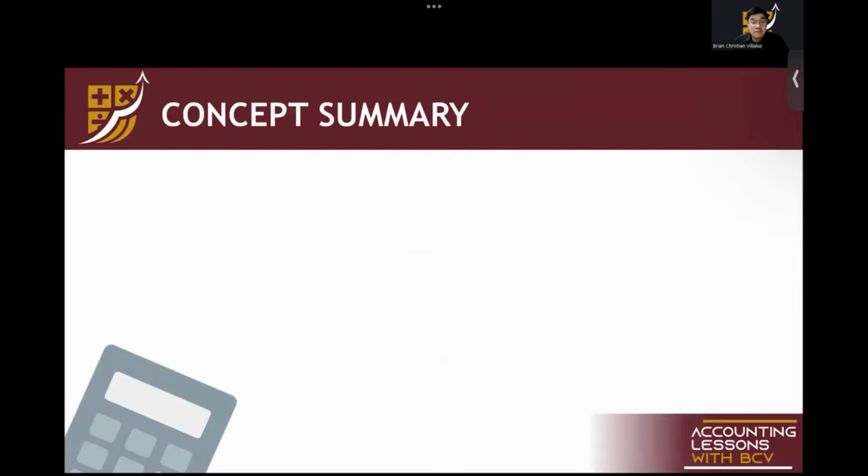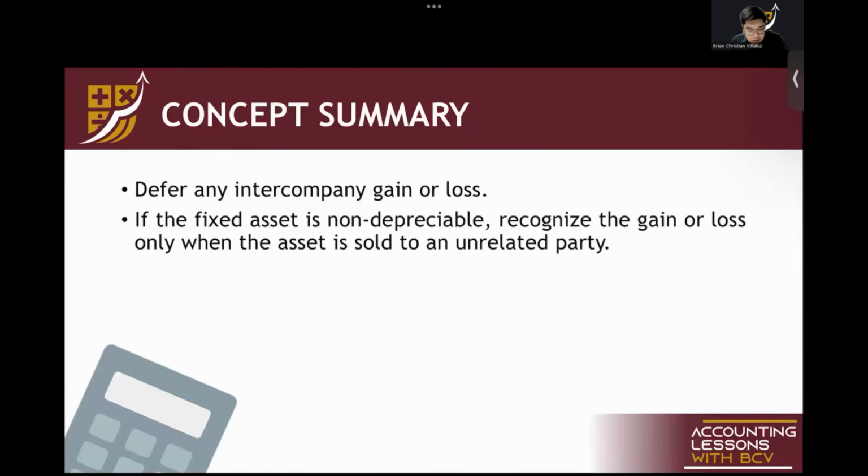So, concept summary for intercompany sales of fixed assets. The first step is always eliminate or defer the intercompany gain or loss. In the case of the intercompany sales of inventories, ang ineliminate natin doon ay yung sales and cost of goods sold. Tama? Pero dito naman kay fixed assets, gain or loss ang ini-eliminate. Okay? Next. Take note, fixed assets can either be non-depreciable or depreciable.